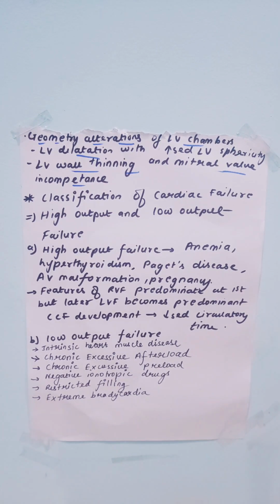So last is the geometrical alterations of the left ventricle. So there are basically changes in the geometry of the left ventricle, like dilatation of the left ventricle and increase in the sphericity, that the left ventricle becomes more spherical. So basically these are the geometrical changes of the left ventricle. And also there is thinning of the walls of the left ventricle, and there is mitral valve incompetence. So these are the geometrical alterations of the left ventricular chambers.